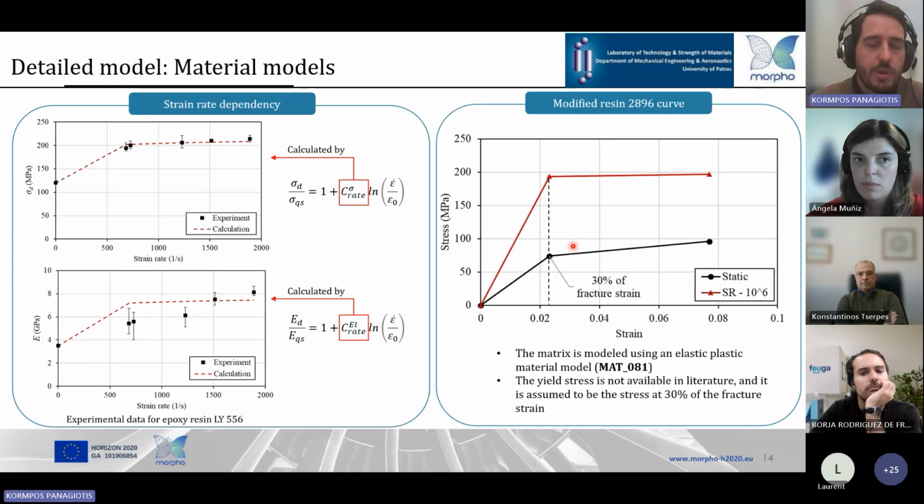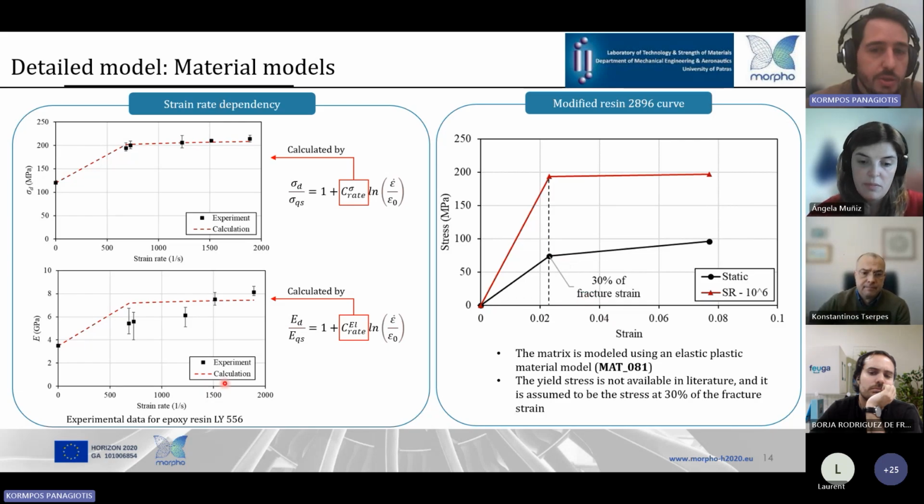For the simulation of the matrix, an elastic plastic material model was used, and considering that only the elastic modulus, the max stress and fracture strain are known for the polymer, the yield stress is assumed to be at 30% of the fracture strain.